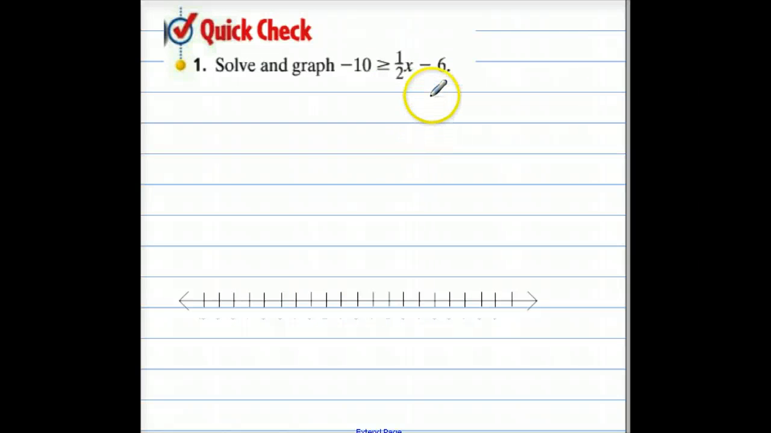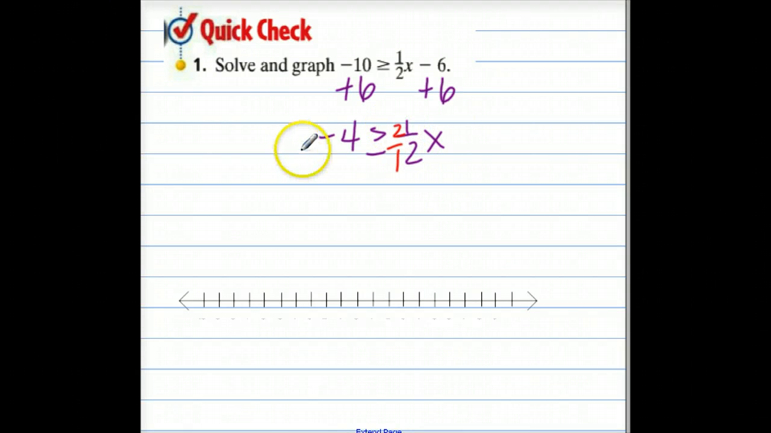All right, getting rid of the constants, I'm going to add 6, opposite operations. Negative 10 plus 6 is negative 4. Copy down the symbol, greater than or equal to symbol. Half times x. All right, well here's a fraction. We learned in one lesson that instead of dividing by the fraction, I can just multiply it by its reciprocal, 2 over 1, times 2 over 1. So my fraction's going to eliminate. I have just x, and negative 4 times 2 is negative 8.